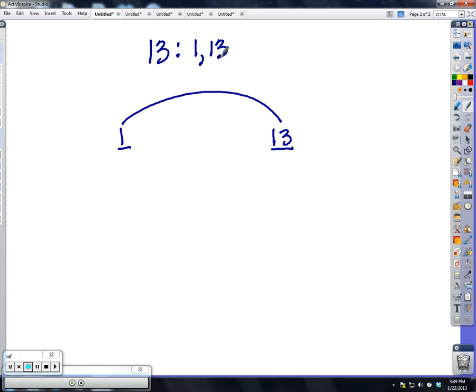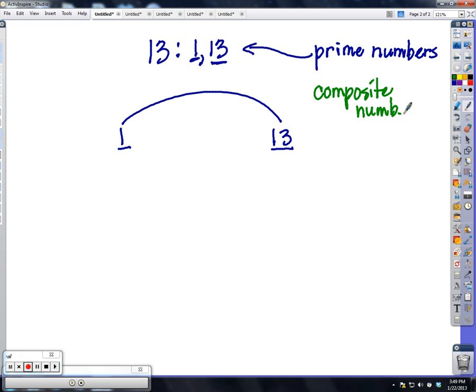13 only has two factors, 1 and itself. These numbers are called prime numbers. Prime numbers will only have exactly two factors, 1 and itself. The other two examples I have shown you are examples of composite numbers. Composite numbers have more than two factors. So if there are more than two factors, it will always be a composite number.